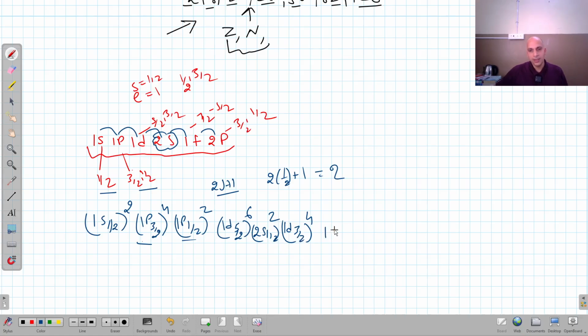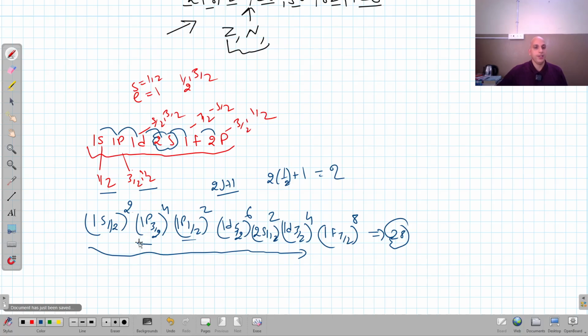Then 1f 7/2, power 8. So this is the sequence that we have to remember. So 2, 2 plus 4 is 6, 6 plus 2 is 8, then 8 plus 6 is 14, 16, 20, 28. So up to 28, either for the number of protons or the number of neutrons, I can write down the configuration.